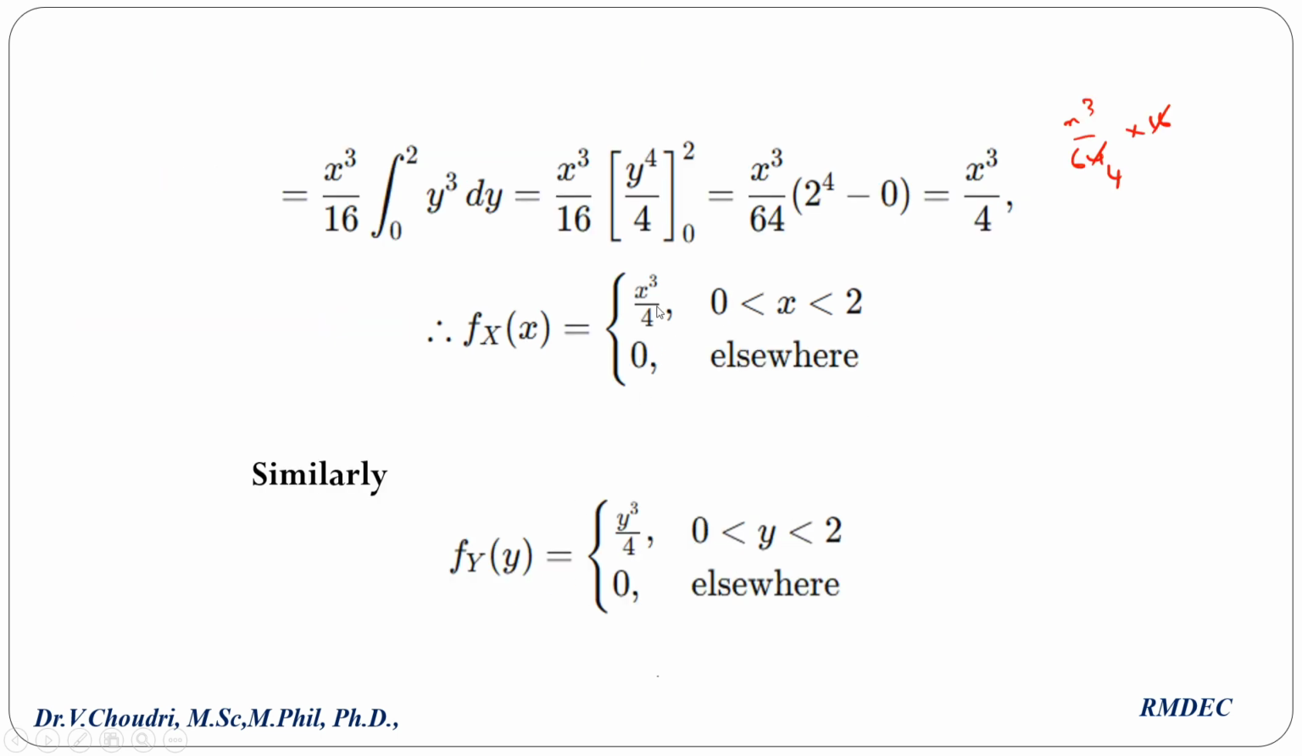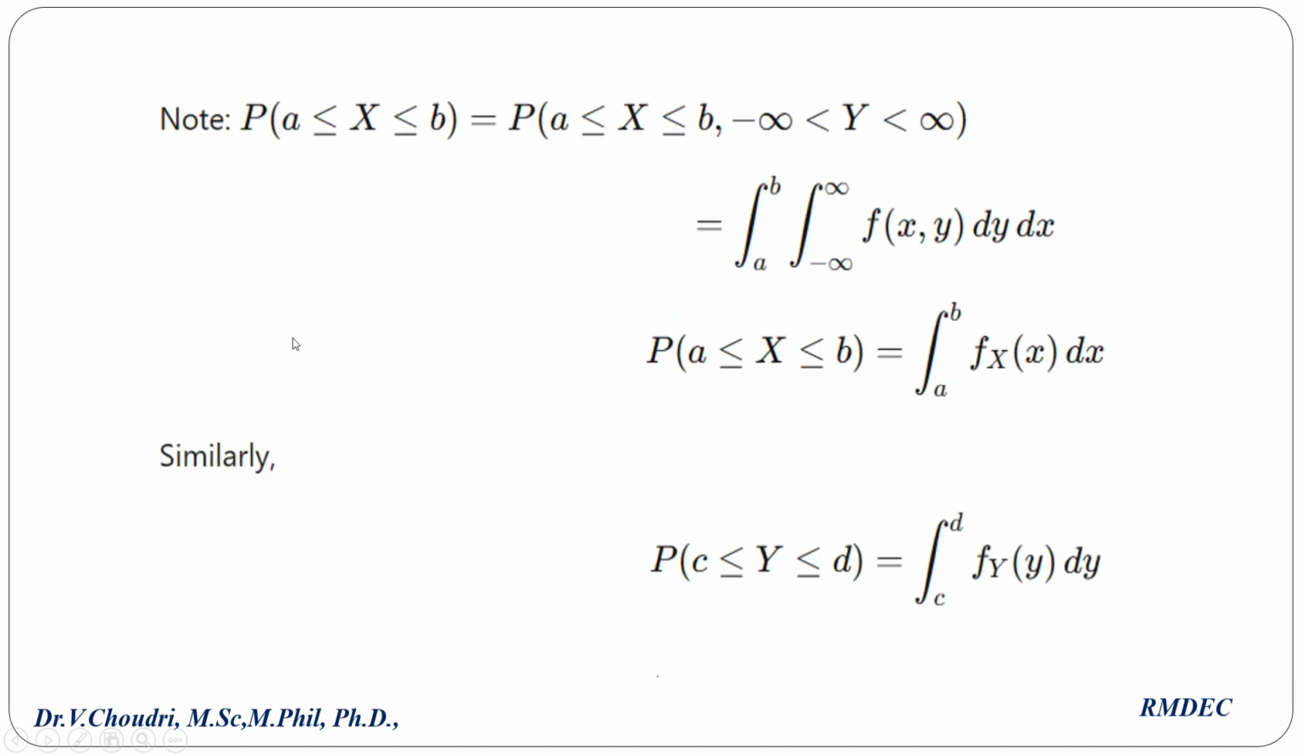F of y equal to, here in terms of x cube, in terms of y means y cube divided by 4, limit 0 to 2. Now, what is the probability value of? Suppose the question is given probability of the x with certain limits. What we have to find? So x limit is given a to b. What is y limit? Minus infinity to infinity. So using double integral, we keep this y limits as it is. Only we change the x limits alone, a to b.